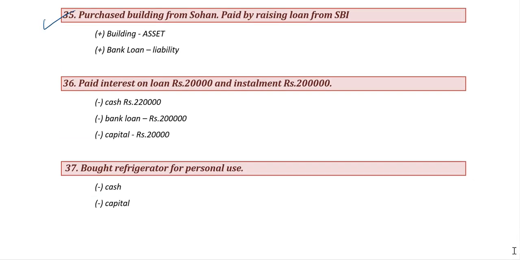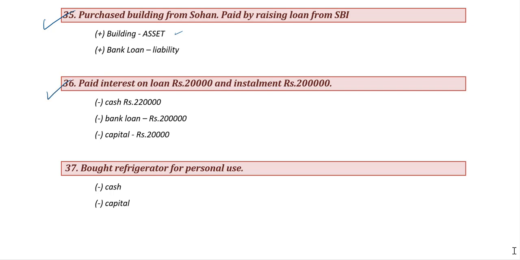Purchased building from Sohan, paid by raising a loan from the State Bank of India. We need to add to building. Building is an asset. And we need to add to bank loan. Bank loan is a liability.